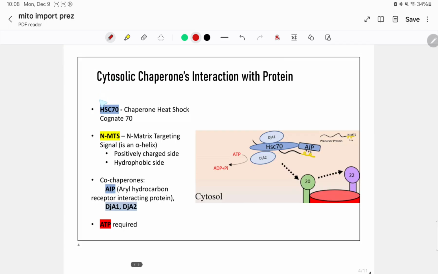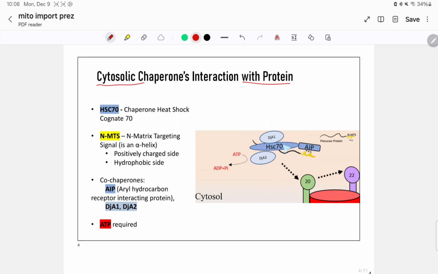Now let's talk about how this protein goes from the cytosol to interact with certain proteins on the actual outer membrane. So one of the proteins that we're going to talk about first is this protein called the heat shock cognate 70.